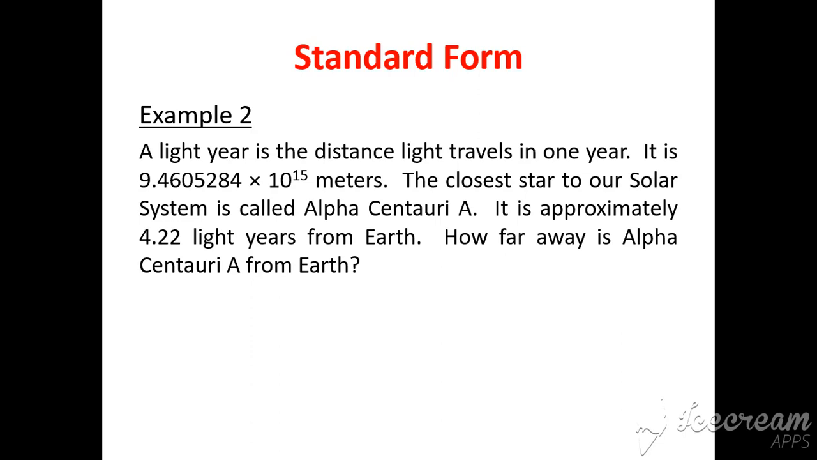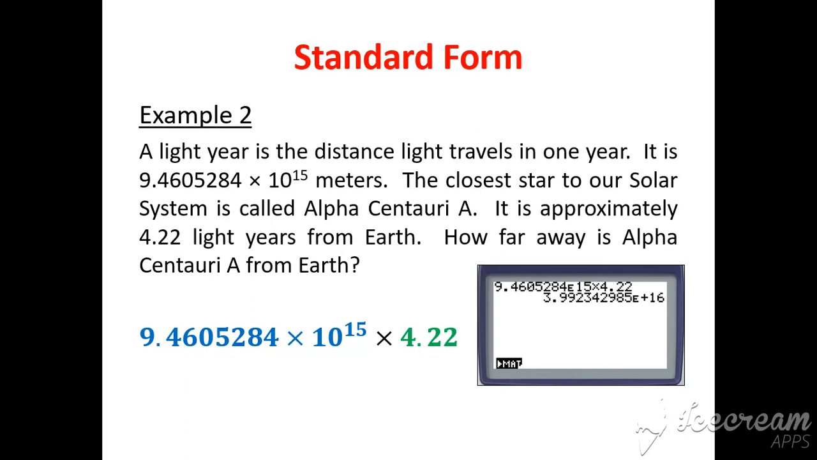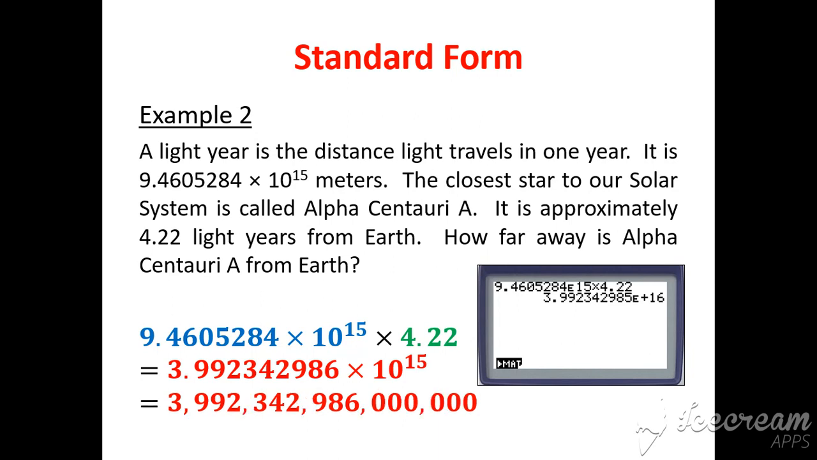Well, we're just going to take 1 light year and multiply it by the distance of 4.22 light years away. And if we use the technique I've shown you in this video, you will get the answer of 3.992342986 times 10 to the power of 15. And that can be written as an ordinary number. I think it is 3,992,342,986,000,000 meters away.